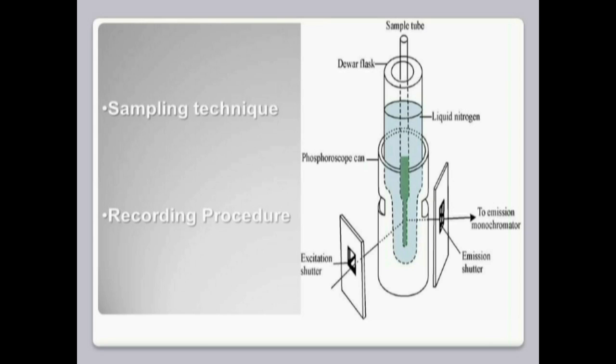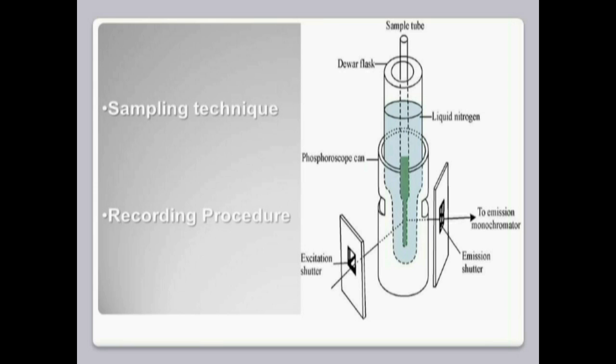Recording procedure. A mechanical shutter is used to execute recording of phosphorescence in order to cut off the incident radiation, which ceases the fluorescence immediately, whereas the phosphorescence emission continues, which can help us to detect the presence of phosphorescence.